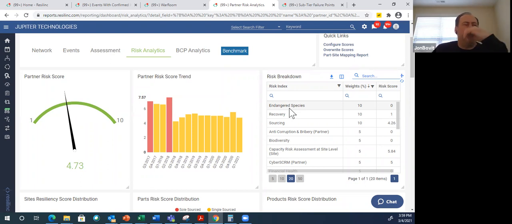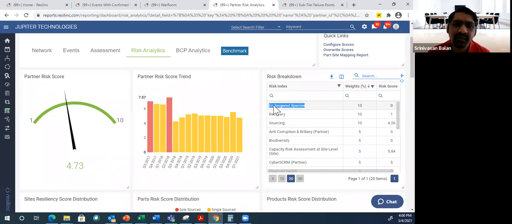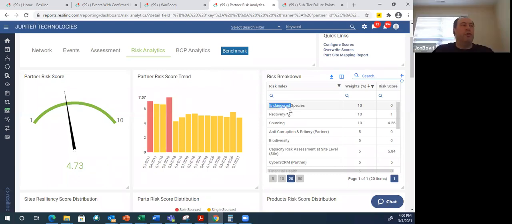In fact, I forget what the scenario was, but somebody put in this endangered species. And I said, well, it seems like an odd risk category. And they made it 10%. And again, the customer can set this however they want. It was an interesting story, I want to say it was a food company, where endangered species was an issue, but anti-corruption, bribery.